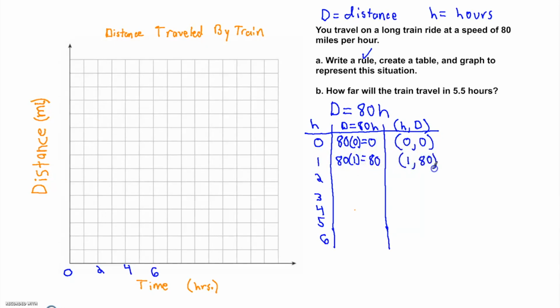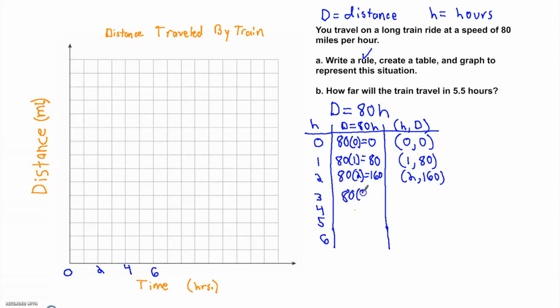Very sweet. Then we'll plug in 2 hours, and so on and so forth. So 80 times 2 is 160. And that's going to be the point (2, 160). Now the reason why I'm doing the table first is we need to determine what our vertical intervals are going to be. And it looks like they're going to be pretty big numbers.